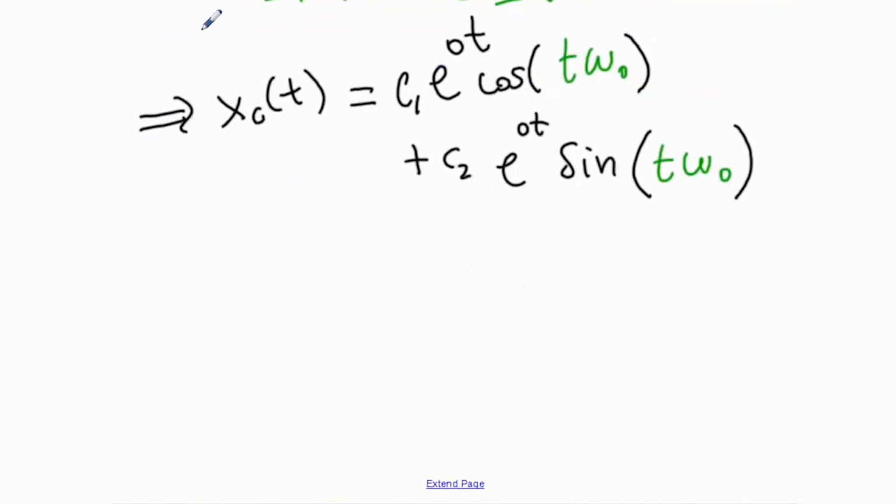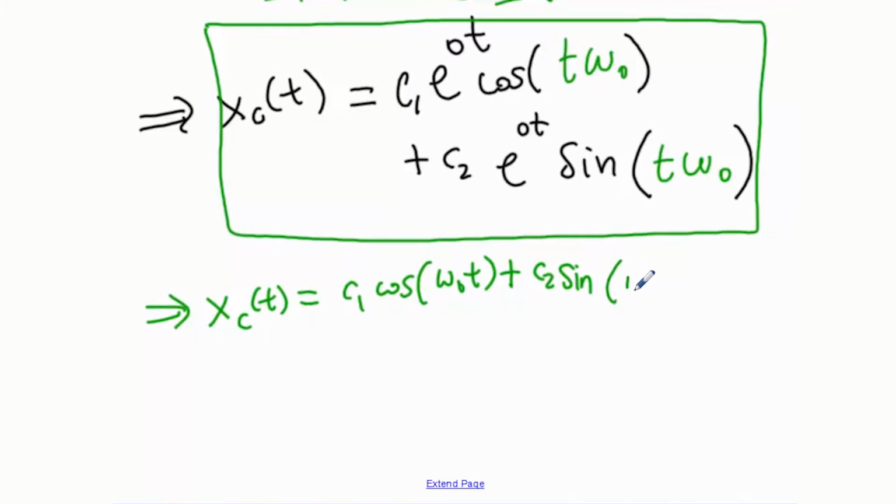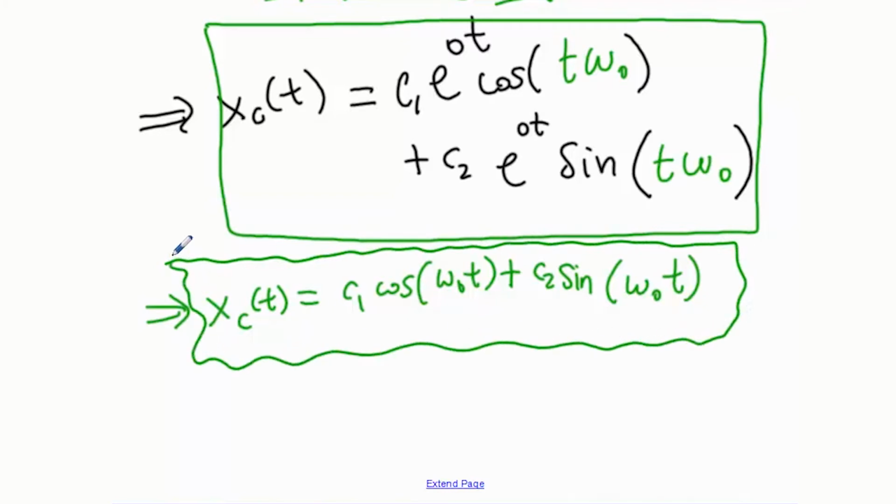So we were able to then derive here the form, maybe I can write this in an extra line, so we can write x sub c of t as something that looks like c1 cosine omega 0 t plus c2 sine omega 0 t. We'll come back to this, but now let's work on a particular solution.